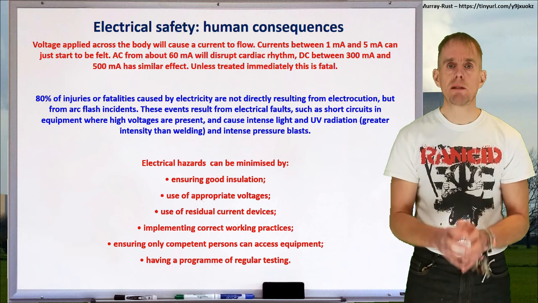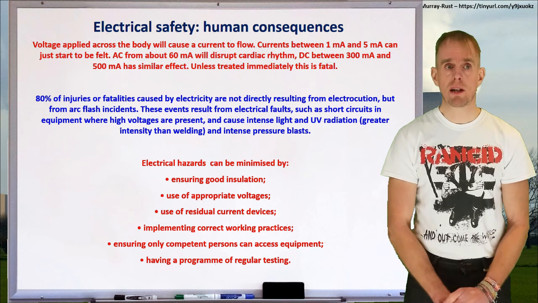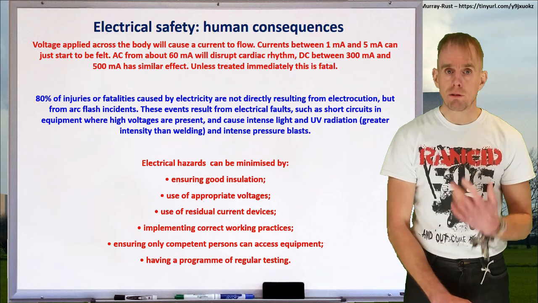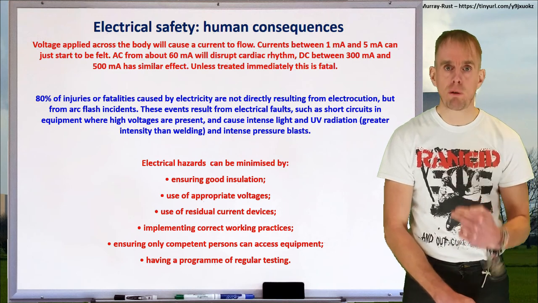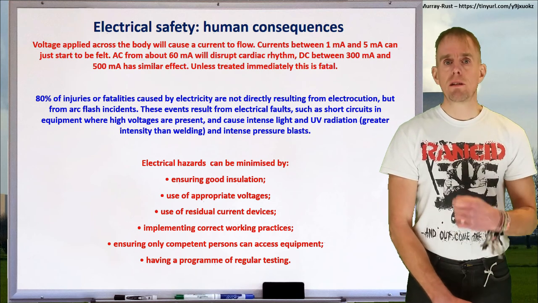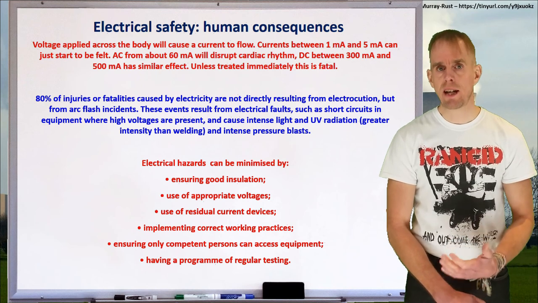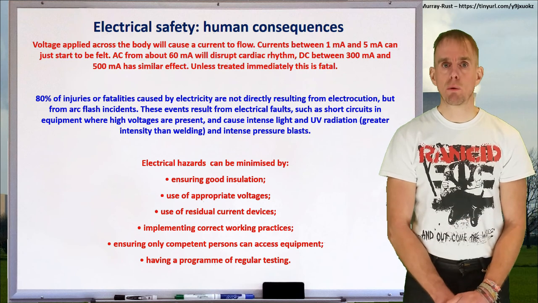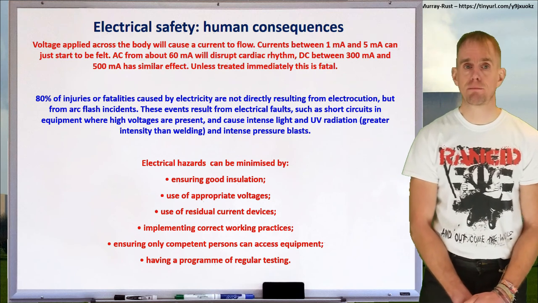So you can minimize these electrical hazards by ensuring that you've got good insulation, that you're using appropriate voltage levels, that you're using what are termed residual current devices. These are emergency trips that will turn the power supply off when a leakage current is detected. But very importantly, that you're using correct working practices and you're ensuring that only competent personnel can access equipment. Also, it's imperative to make sure that all safety equipment works properly and therefore is regularly tested.